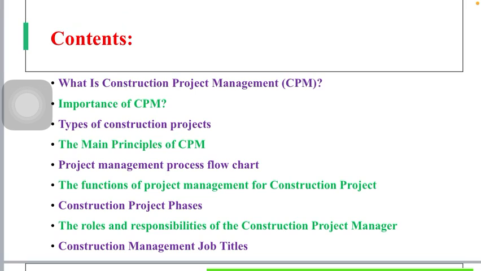Next comes the project coordinator. The project coordinator assists the project manager in all day-to-day activities. Next comes the project manager. The construction project manager supervises projects from beginning to end, making sure they finish on time and on budget. Next comes the construction manager, also known as a site manager. A construction manager is responsible for running and managing the construction site.